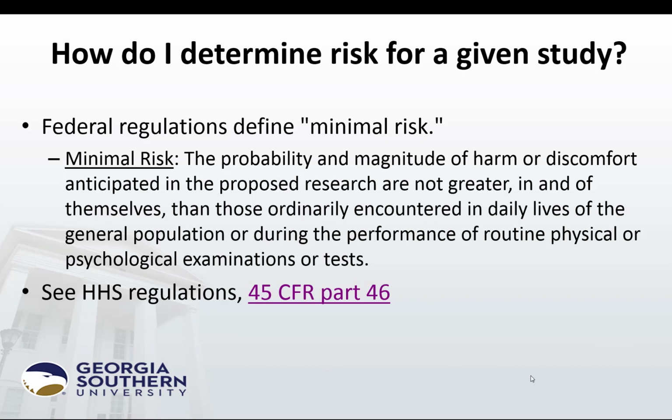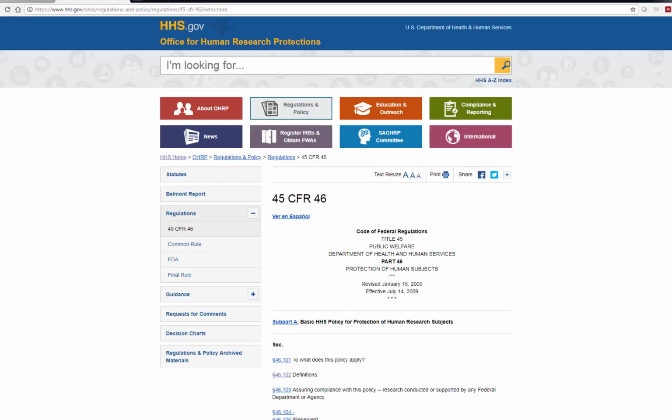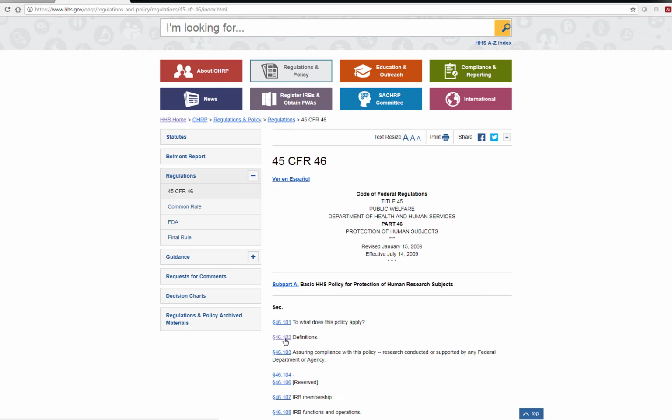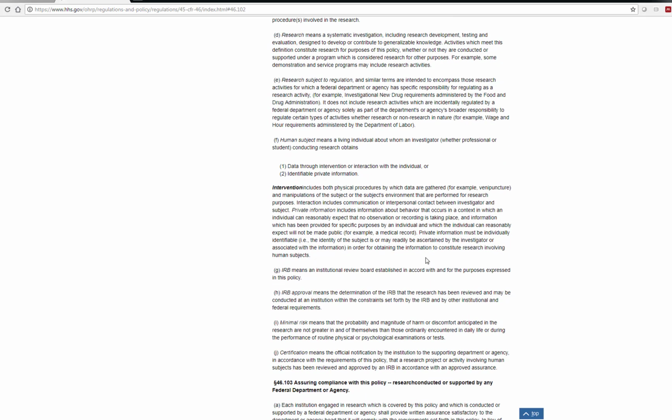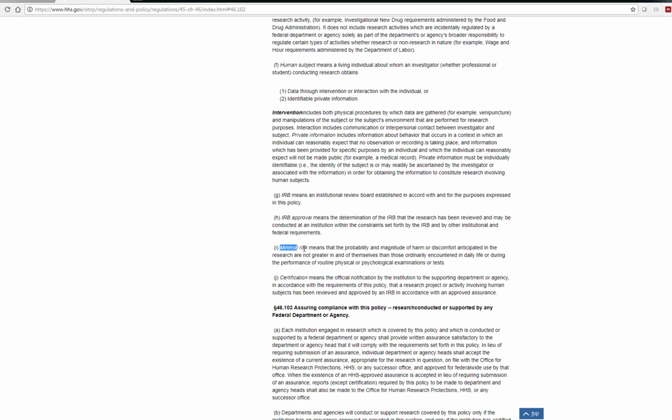The definition of minimal risk can be found in 45 CFR Part 46 of the Common Rule. The Common Rule is housed on the Department of Health and Human Services website, and you can find it here. If you scroll down and click on the part devoted to definitions, you can find definitions of many of the terms that we've already discussed, and if you scroll down you can find a definition of minimal risk.